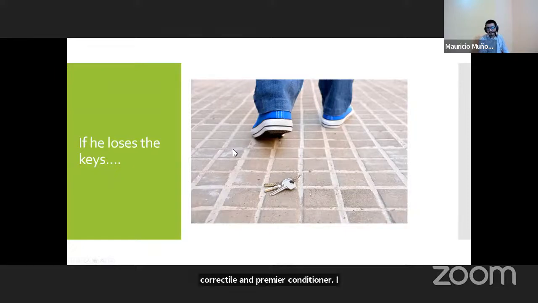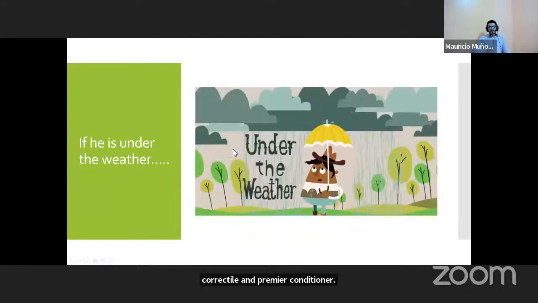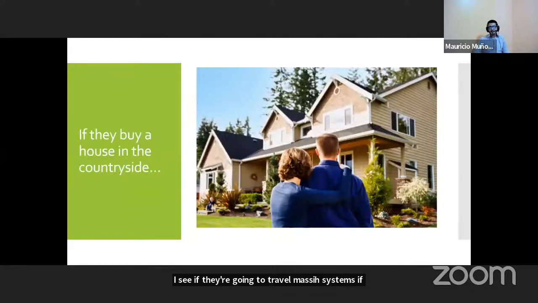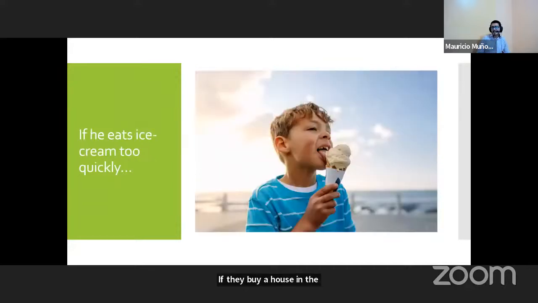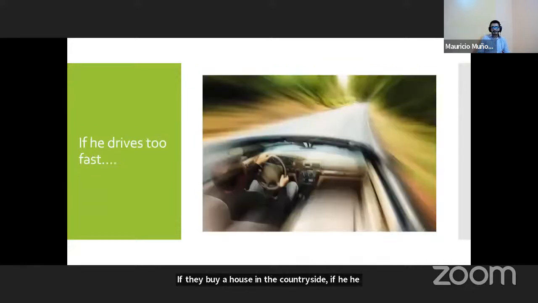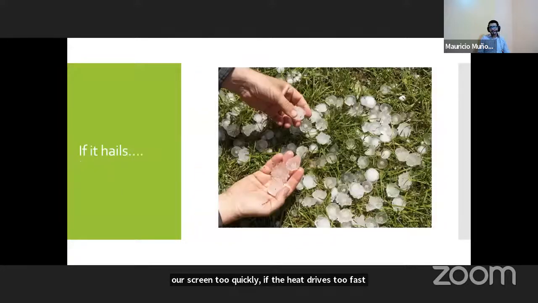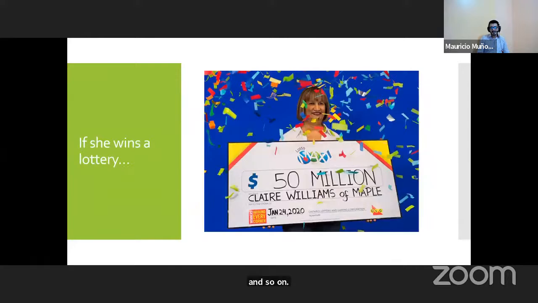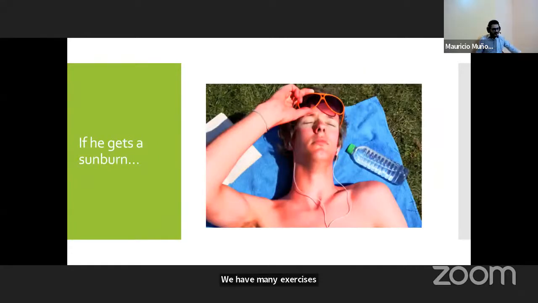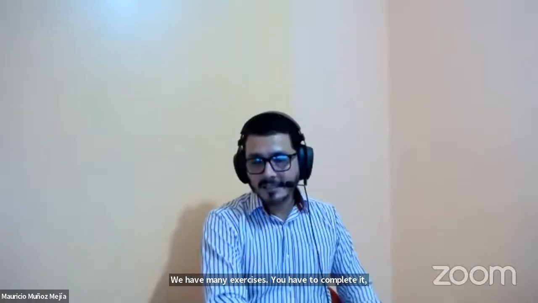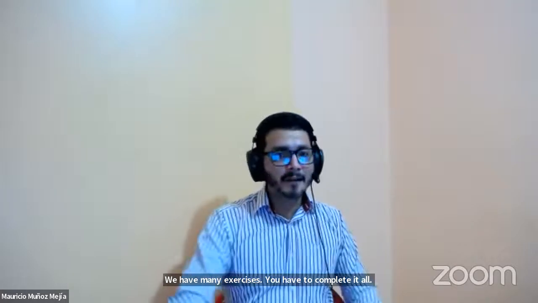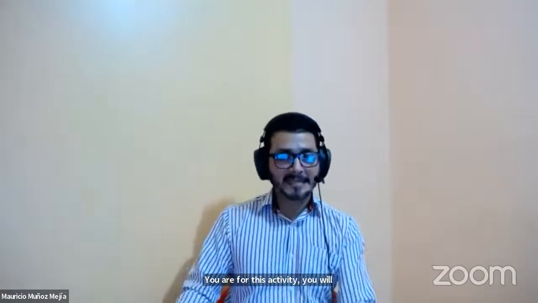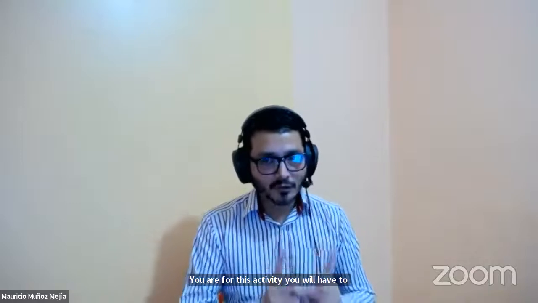Así usted va a encontrar más ejercicios. Look. If he's under the weather. If they buy a house in the countryside. If he eats ice cream too quickly. If he drives too fast. And so on. We have many exercises. Okay? You have to complete it on your own. For this activity, you will have 12 minutes. 12 minutos, okay? 12 minutes.